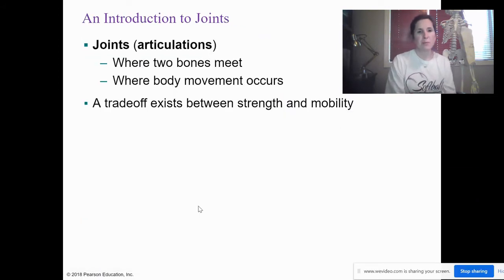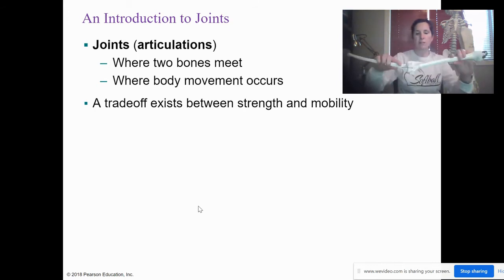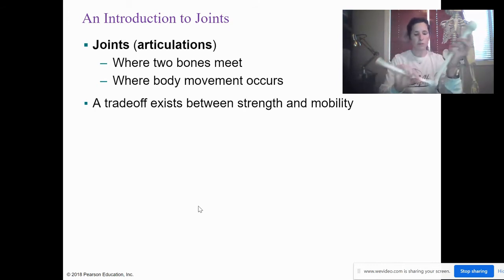All right, so joints are where two bones meet. It's where the body movement occurs. And so you have joints, there's joints within the wrists themselves. There's also your elbow joint, that we have here that you can see between your humerus and your ulna, which is a hinge joint.